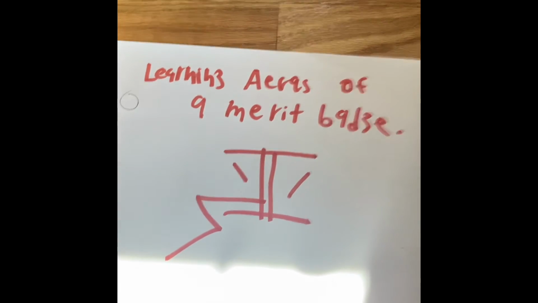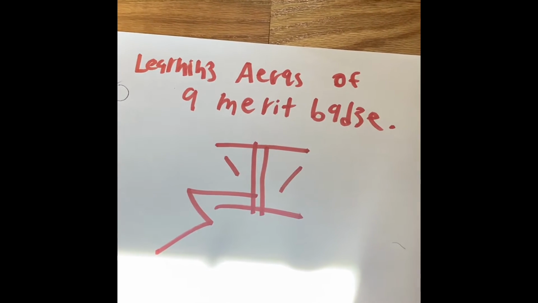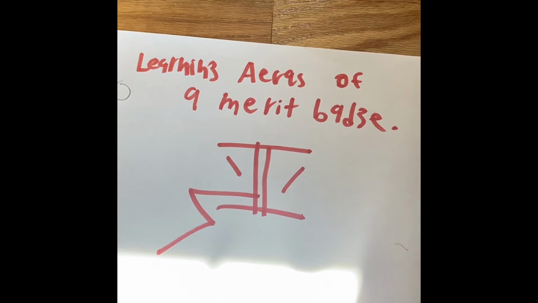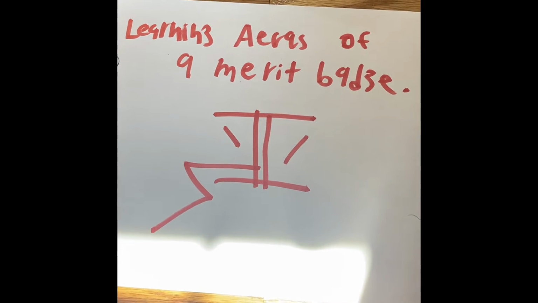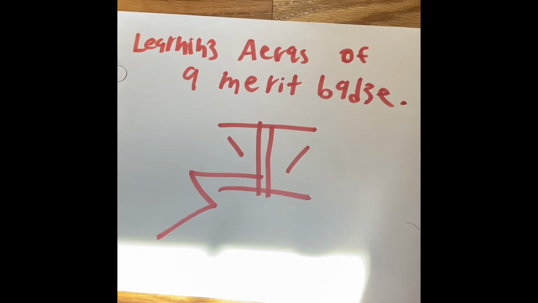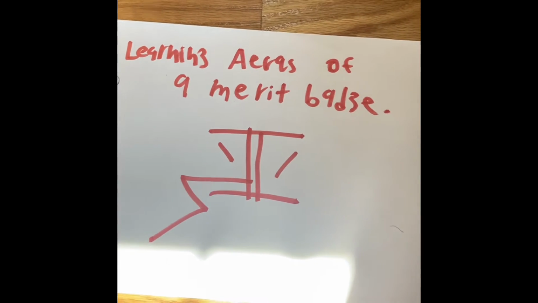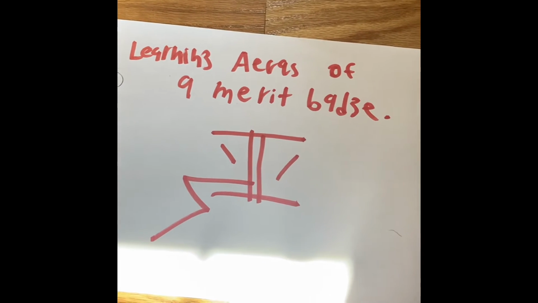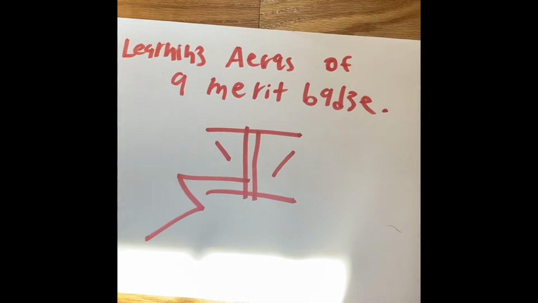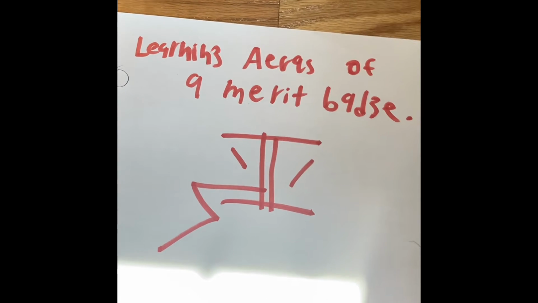Hey, the topic is math and history, and we're going to be understanding the learning areas of a merit badge. What we're going to learn today is the area of a circle, and we're also going to understand how it applies to real life, and we're actually going to do it in real life. So here is what we're going to do.